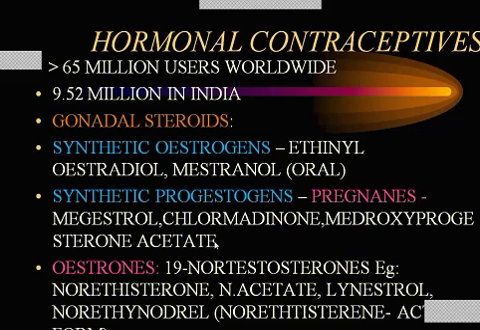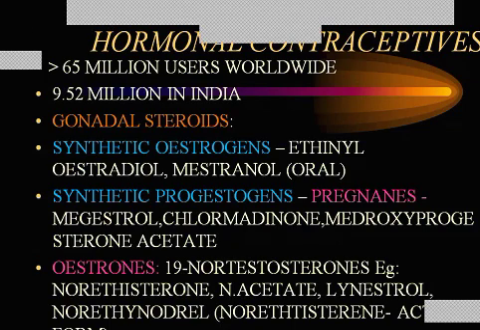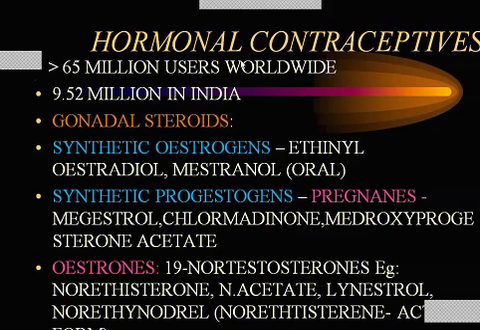So this is about IUDs, first, second, and third generation IUDs. The next method is hormonal contraceptives. These are hormonal contraceptives given in the form of implants, orally as oral contraceptives, or as injectables.